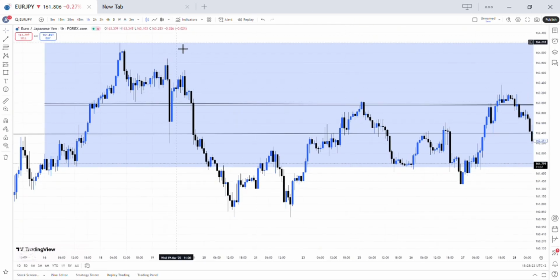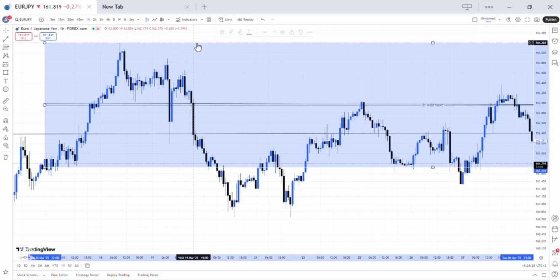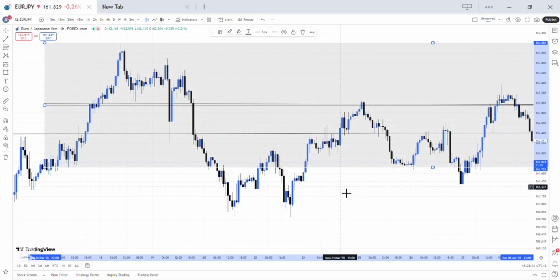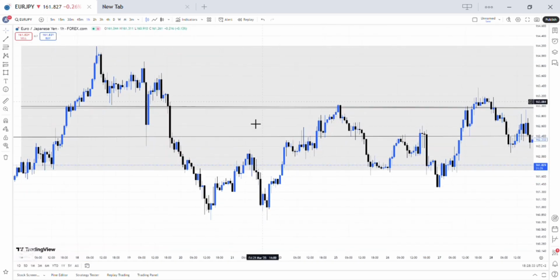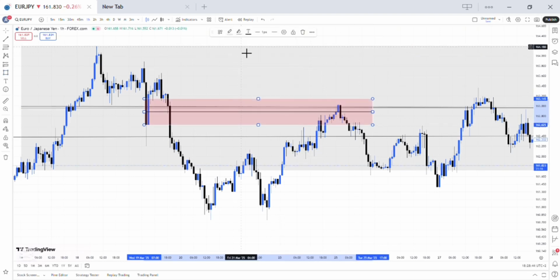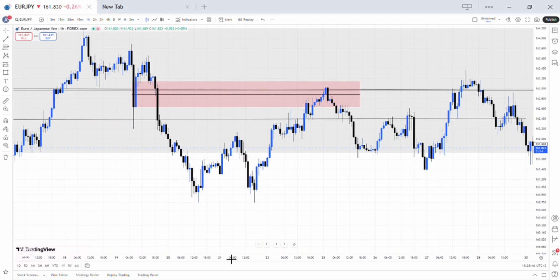I'll be deleting this or changing it. Let me just change the color to brown. Sorry, light black. Okay, it's okay like this. As you can see, we have the breaker block at this area. This was the breaker block. I'll be painting the breaker block red so as to differentiate it. Now that's the breaker block at that area.